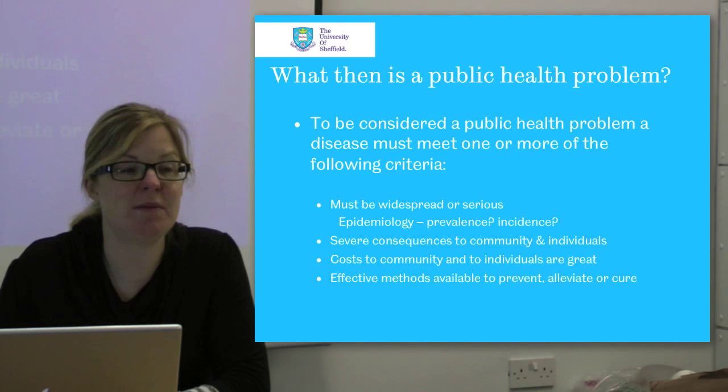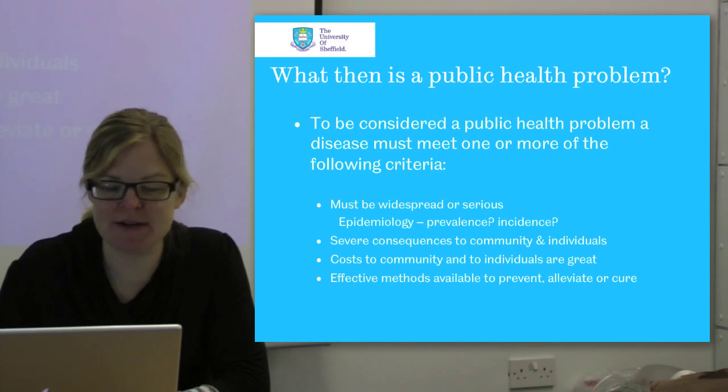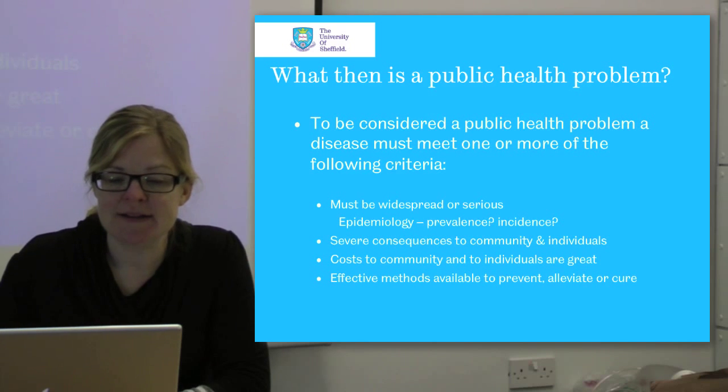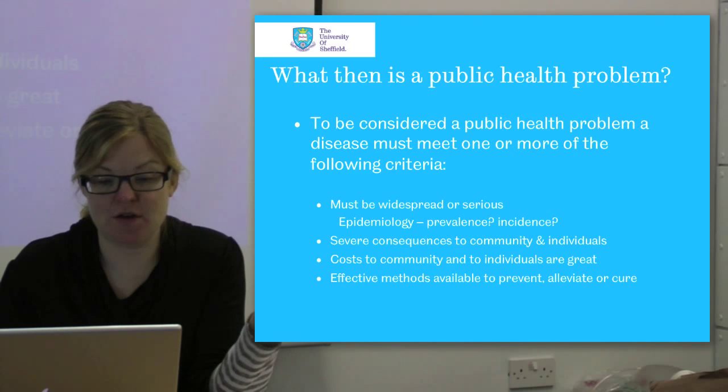By serious, we mean something like mortality. Oral cancer, I suppose, is common in some countries. It's not that common in other countries, but if you get it, it has very serious consequences. So that's the first criterion.